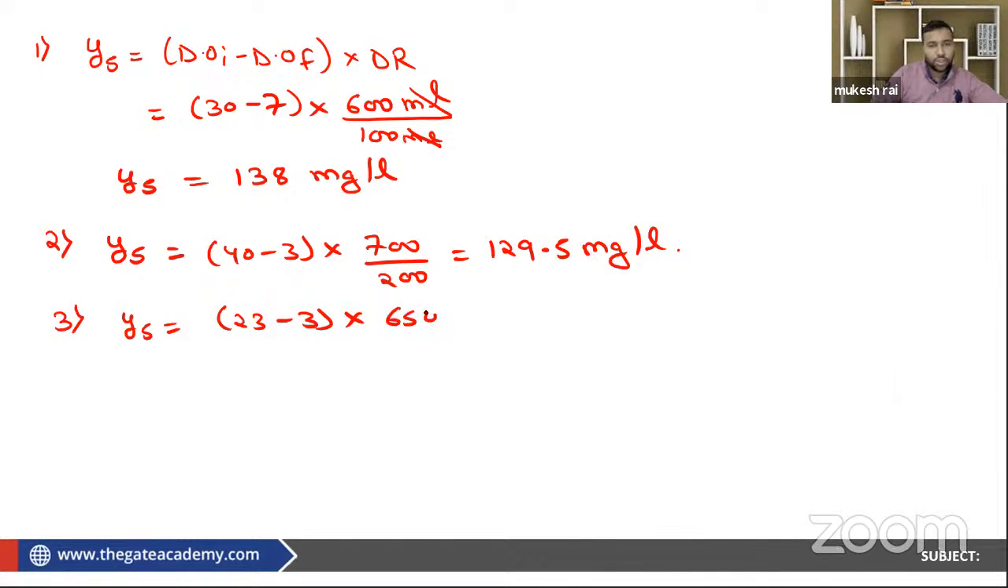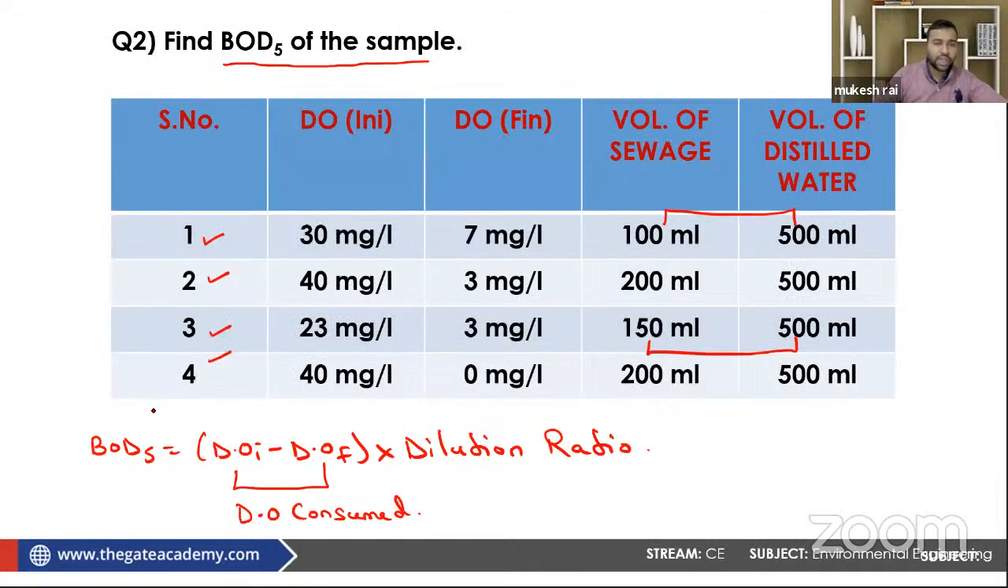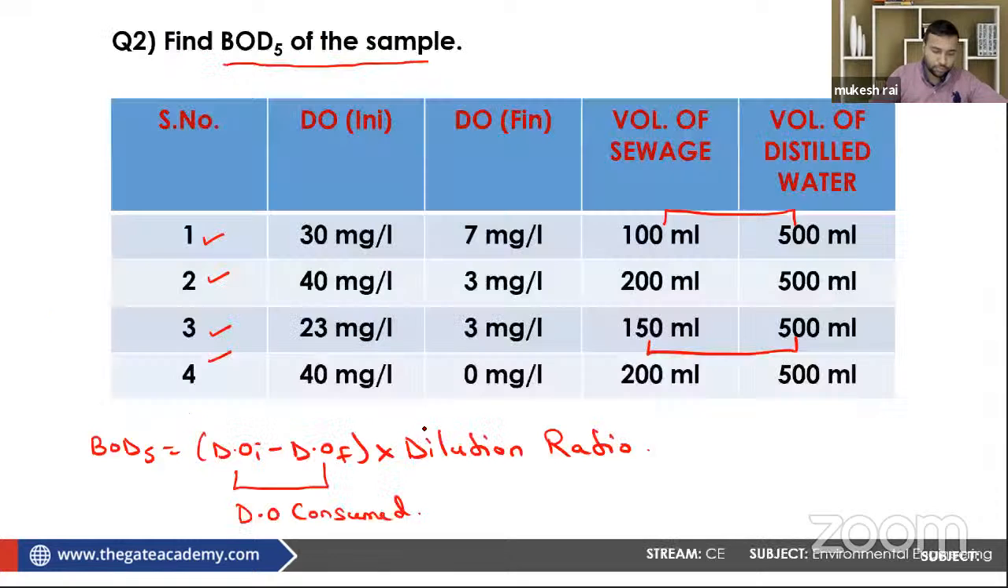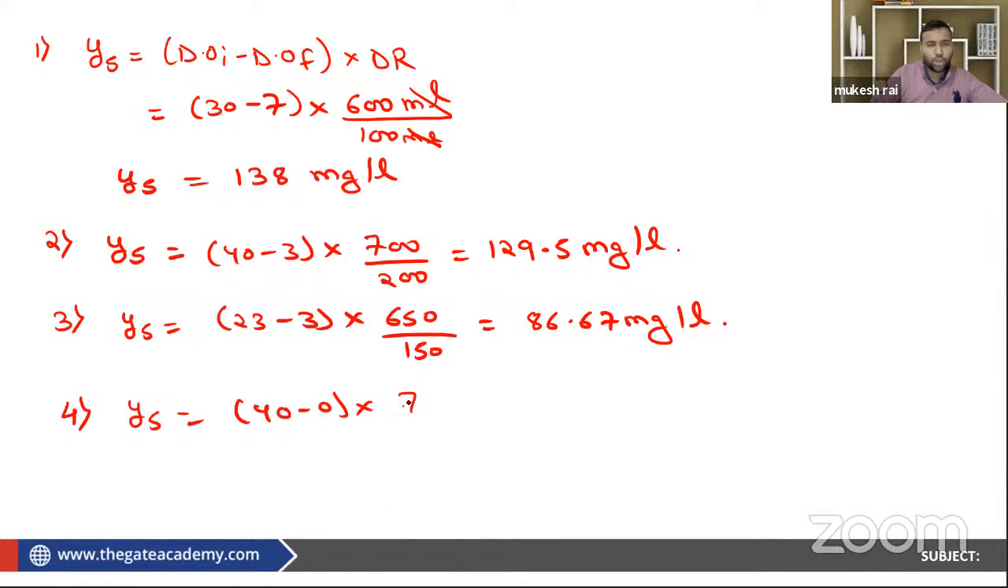Okay, just solve it. What will be this value? It will be equal to 86.67 milligram per liter. That is the 5 days BOD of the third sample. Similarly, we have to find the fourth BOD, that is 40 minus 0 into 700 upon 200. So 40 minus 0 into 700 upon 200, which will be equal to what? Yes, solve it. It will be equal to 140 milligram per liter.